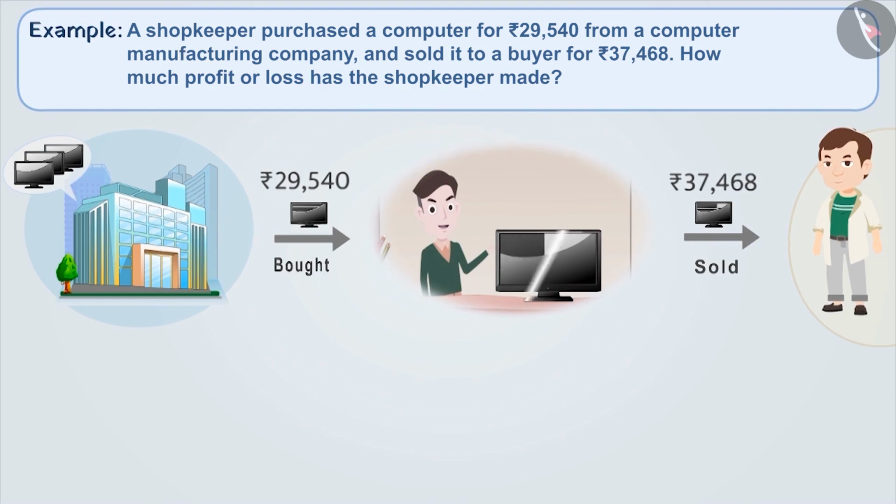Since the shopkeeper has purchased the computer for rupees 29,540, this is his cost price. If he sells the computer to a customer for rupees 37,468, then the selling price for the shopkeeper is rupees 37,468. By looking at the cost price and selling price, can you tell whether the shopkeeper has made a profit or a loss? Think for a while.